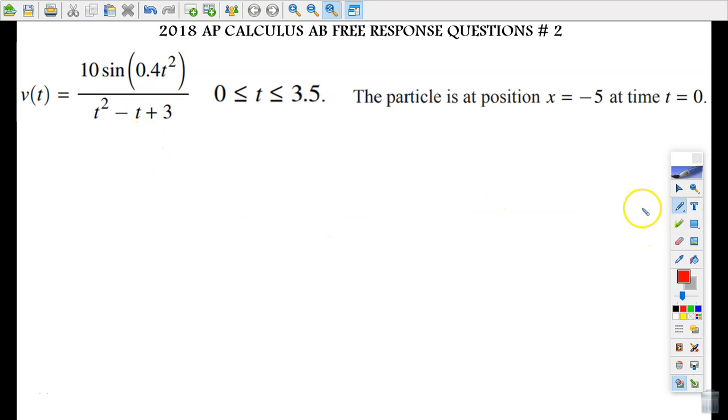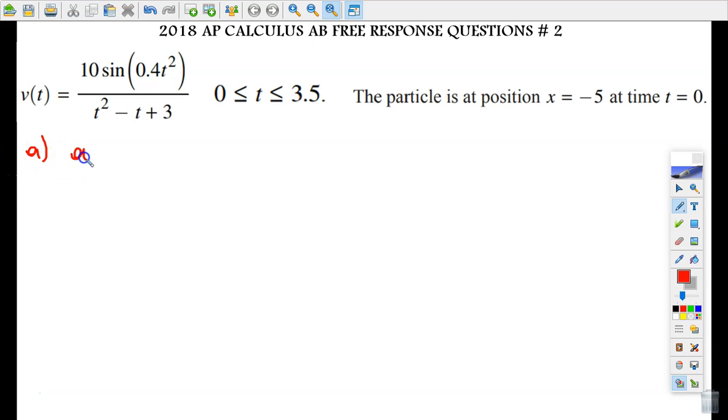In this video, we're going to be talking about question 2 from the 2018 AP Calculus Free Response portion. In this problem, we're given a particle moving along the x-axis, and we're given its velocity. Its velocity is defined this way, and the position of the particle when t equals 0 is -5. In the first problem, we need to evaluate the acceleration at t equals 3.